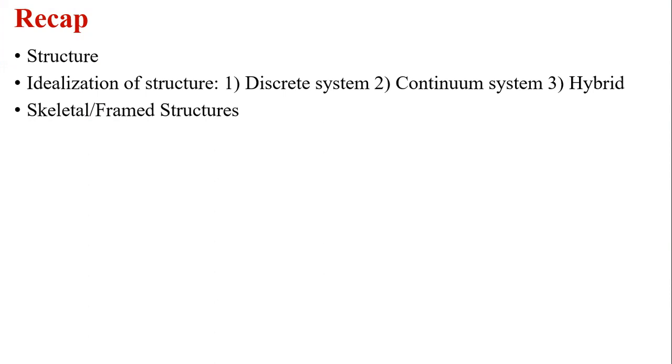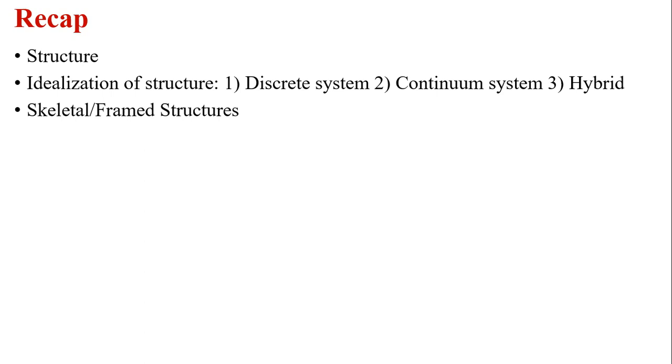So let us take a recap. In the first video, we have already discussed the definition of structure. What is meant by structure? Again, I am repeating the definition. Structure is an assembly of members connected to each other with the help of joints, and this assembly can support the external load. So any construction which consists of different elements connected to each other with the help of joints and supporting the external load can be called a structure.